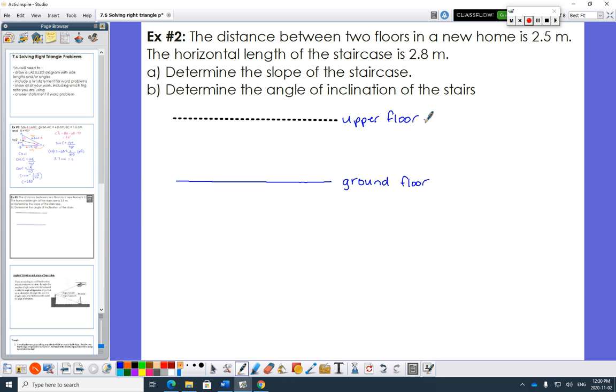So now it says the distance between two floors is 2.5 meters. So here we have the upper floor and the lower floor is 2.5 meters. Hopefully your floors are level, so then this should be a right angle. And you can kind of see, I drew the end of the triangle here. You could have drawn it over here. That's fine. And then what you're going to do is you're going to make a triangle.